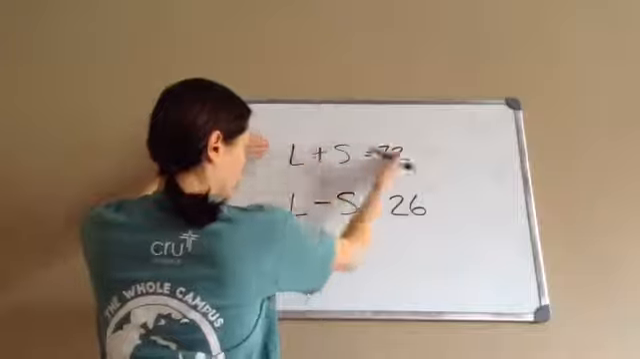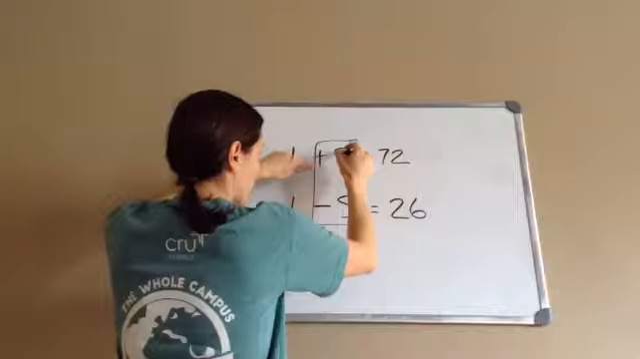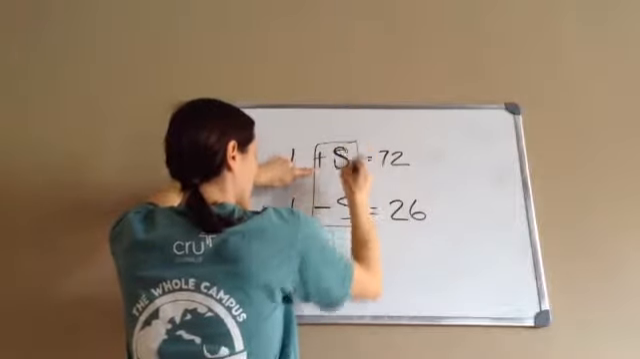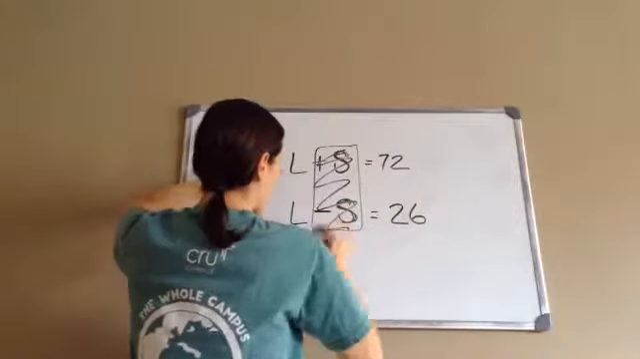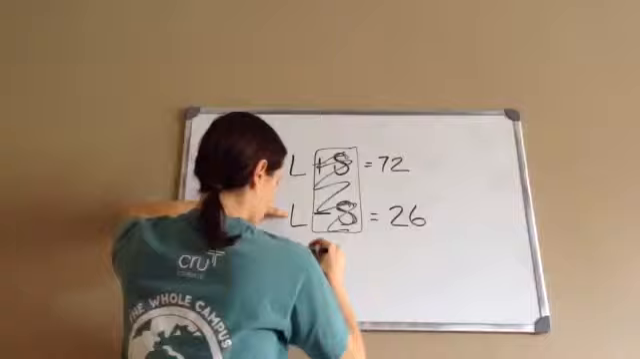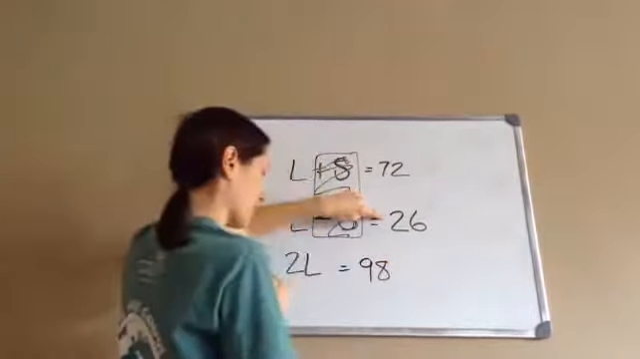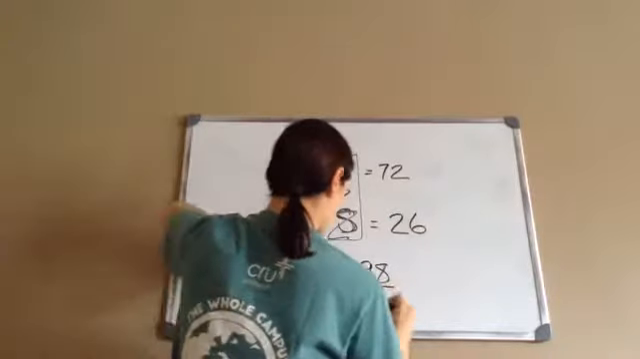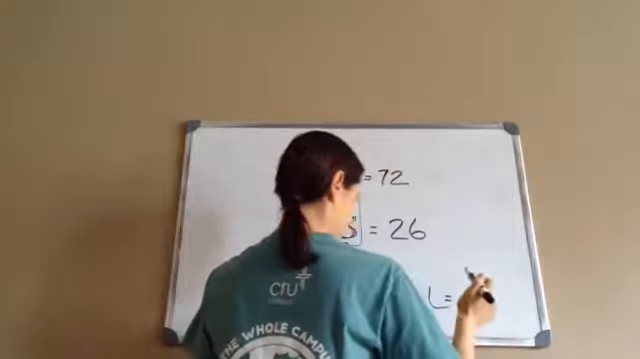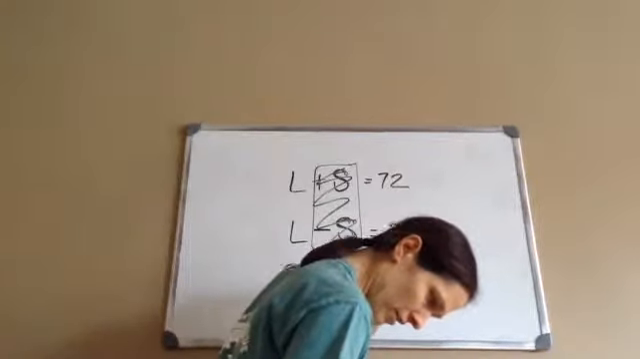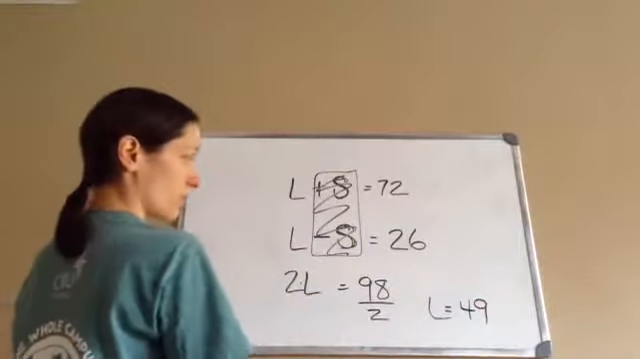For this one, I don't have to multiply anything. This already sets it up to where I can cross those out. This plus S and this minus S cross out. So then I have 1L plus another L makes 2L, and 72 plus 26 equals 98. 2 times L, divided by 2, L equals 45, 46, 47, 48, 49. L equals 49.